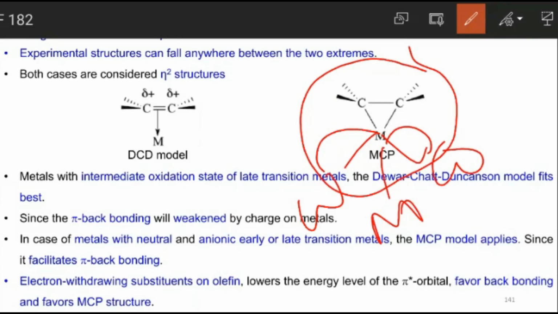Therefore, they will adopt the DCD model. The presence of a strong pi accepting ligand favors pi back bonding towards that ligand, and very little pi back bonding towards the olefin. Therefore, they will adopt the DCD model.